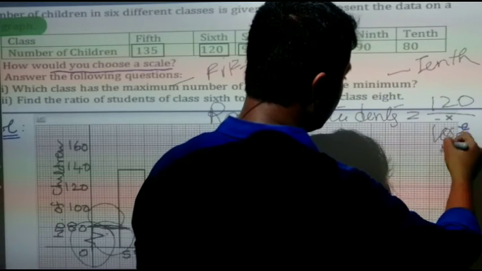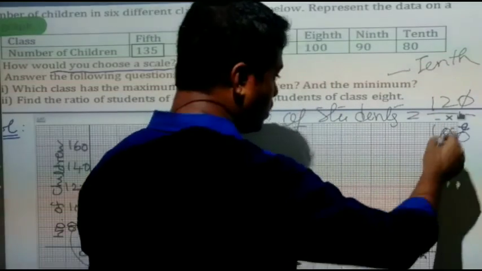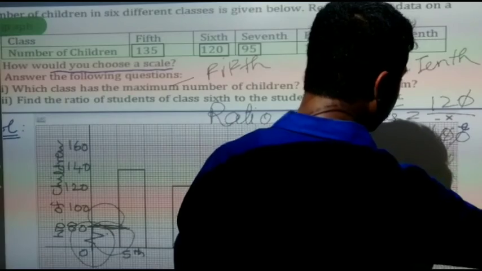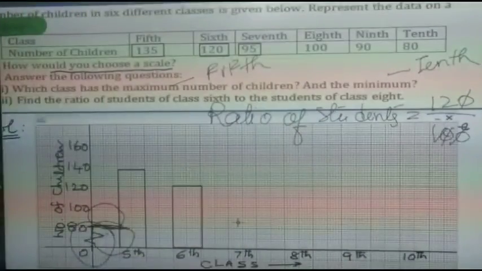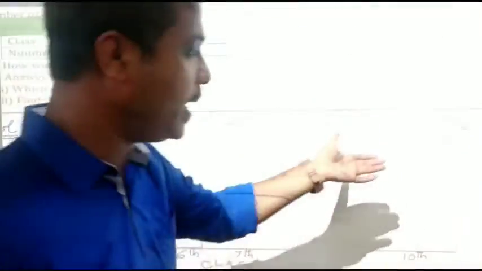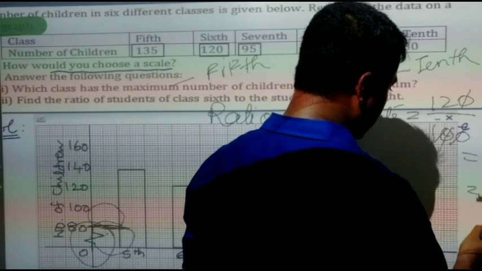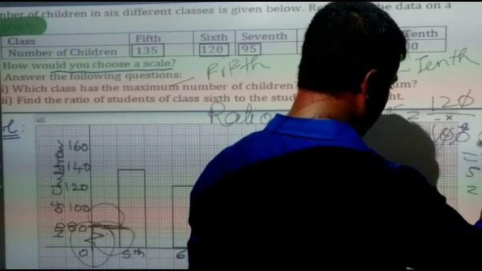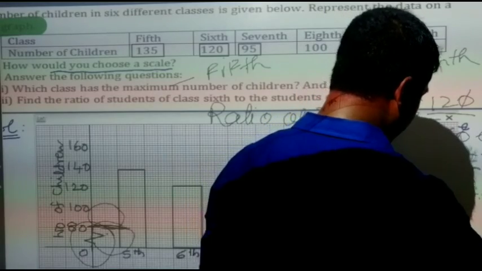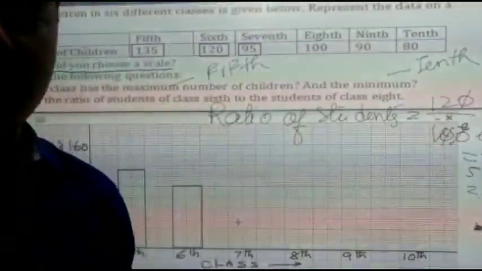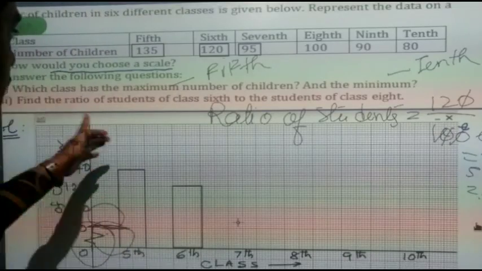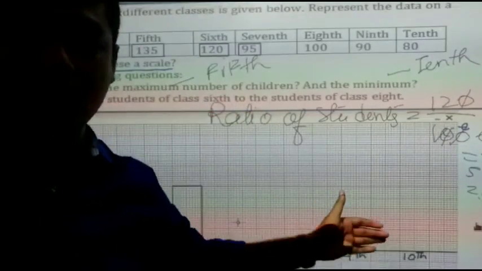So the zeros will cut. It will be equal to 1.2. So this is your ratio, or you can write 12 by 10, because it is given to find out the ratio. 12 by 10: 2 fives are 10, 2 sixes are 12. So it will be 6:5. This will be its ratio. So this is how we need to calculate the values from the graph.